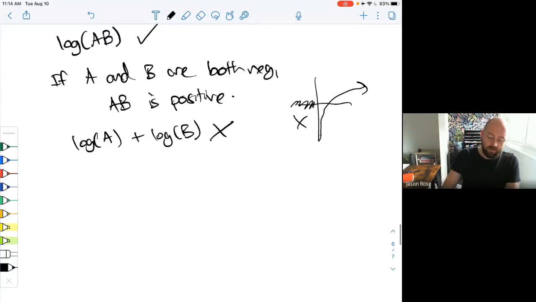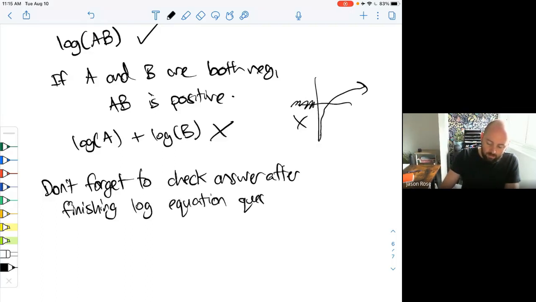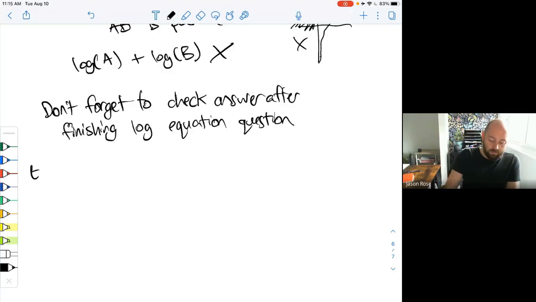So what I'll just say here is, don't forget to check your answer after finishing a log equation question. Okay. Can't take the log of a negative number. Let's do another example. I'm going to take a short break after that, then move on to trigonometry.